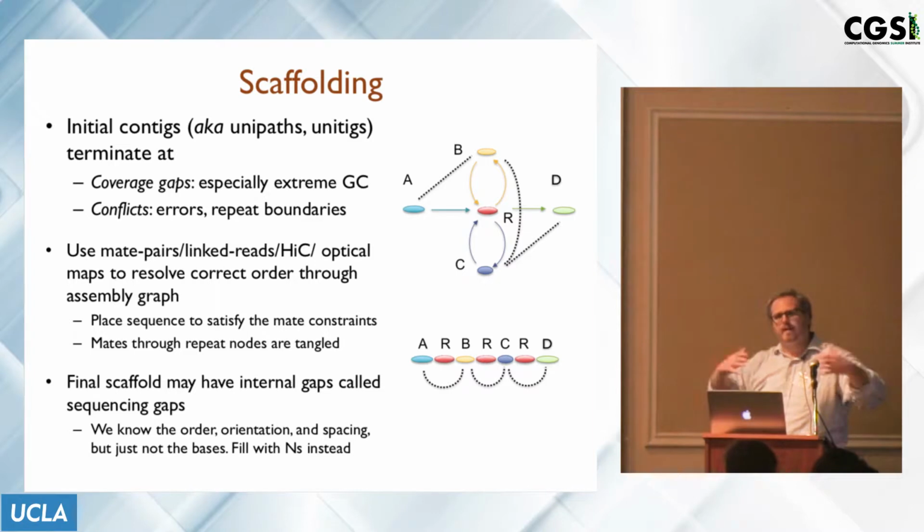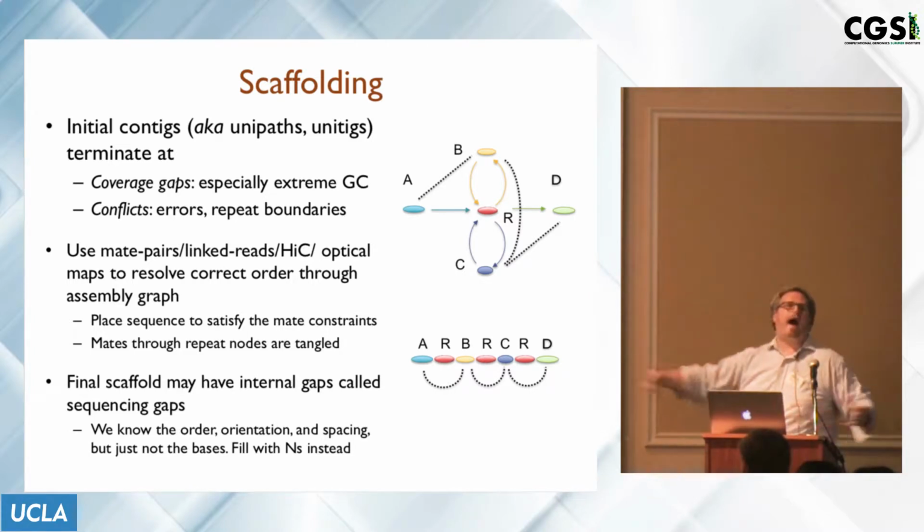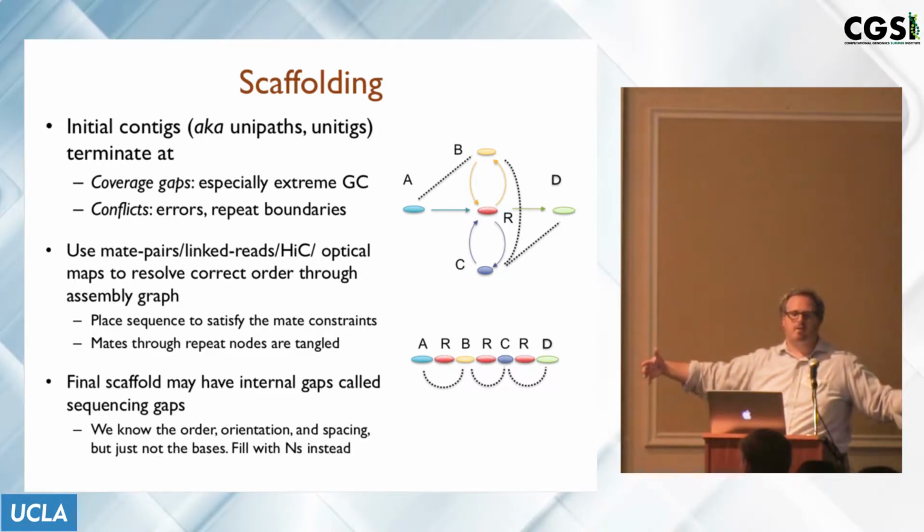Then we're going to try to bring in other data, hopefully, so that we can go from these relatively short contigs and figure out the relative order and orientation. Again, this could be mate pairs, linked reads, Hi-C, optical maps, or genetic maps. Here, maybe we have some mate pair data, so we know that A and B should be much closer than A and C. That'll help us determine the order, and hopefully get entire chromosomes.